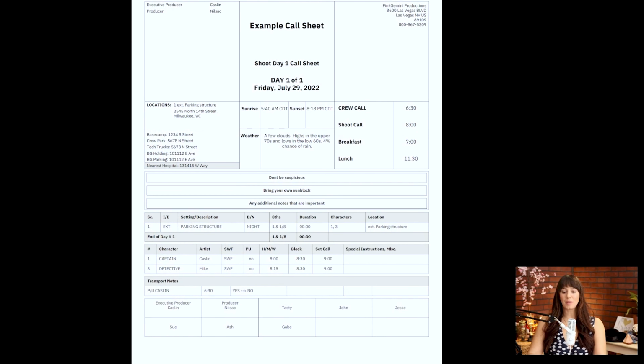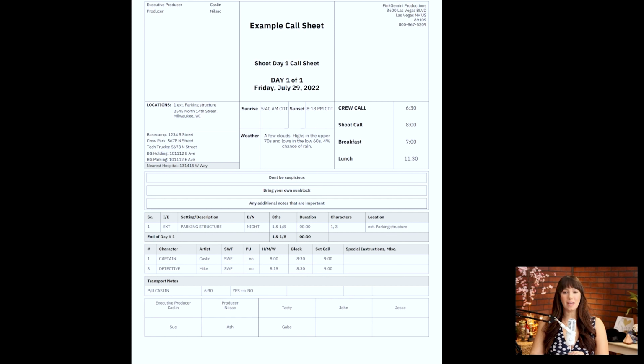First up at the top, we're going to have your production team. Basically, these are the people who are putting this call sheet together. Now, this is going to be your executive producer, head honcho, the big one, the one with the money that's really making sure this is all happening. We got the producer. I thought this was quite clever. Caslin and Nilsag. Hey, that's my name backwards. All right, moving on to the other side.